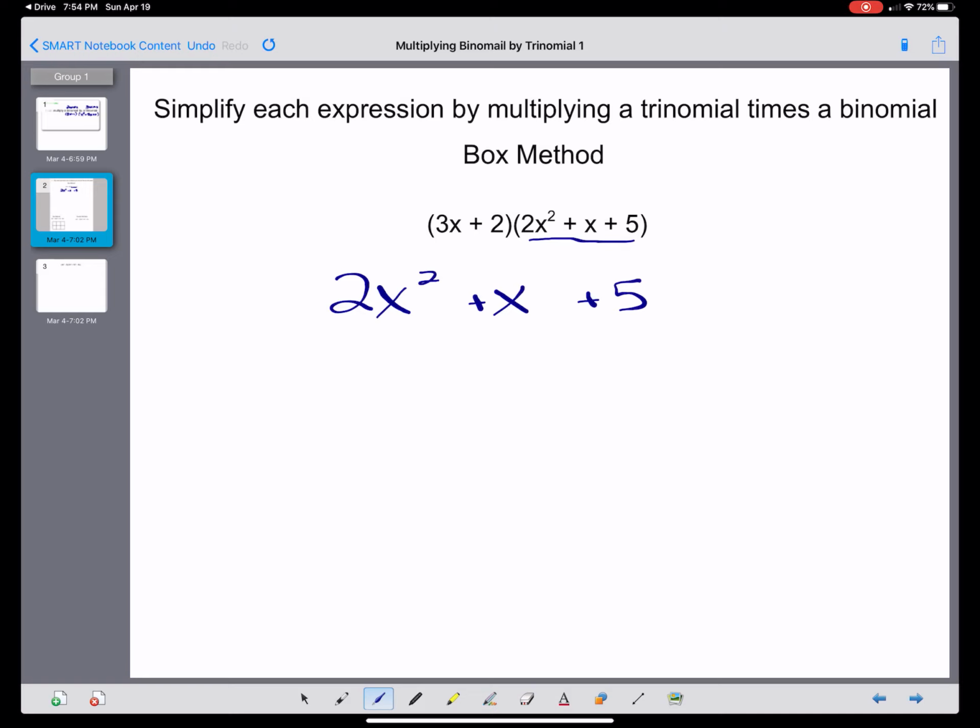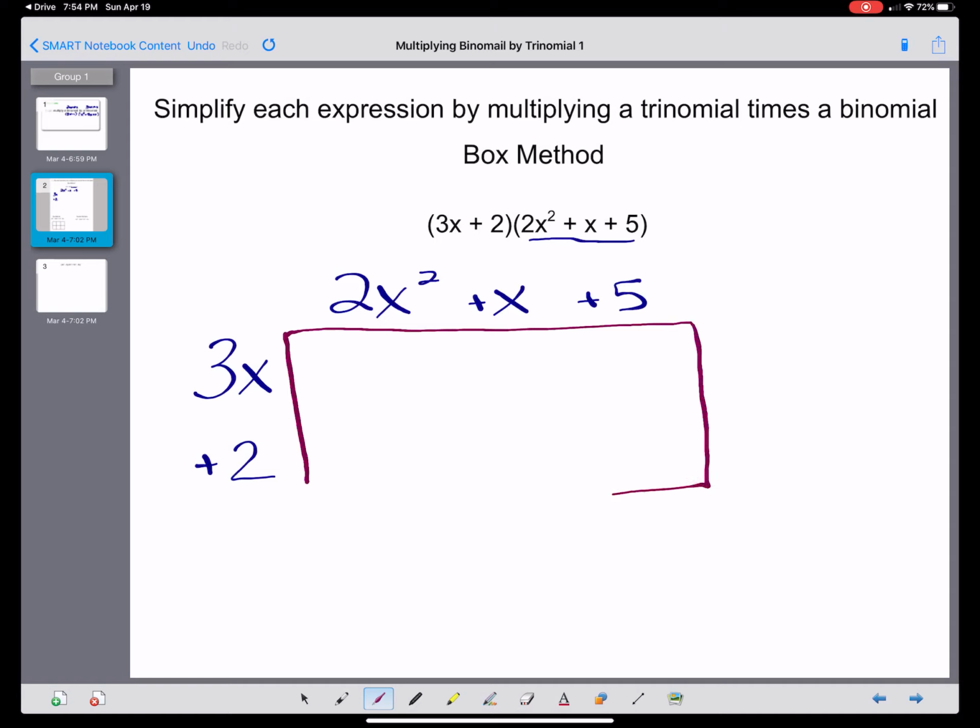On the left-hand side, I'm going to put my binomial, and I'm going to write it vertically, one on top of the other. So it's 3x, and then underneath that, I'm going to put plus 2. Okay, at this time we're going to create our box. So here is my big box, and then I have to make little boxes within that big box.